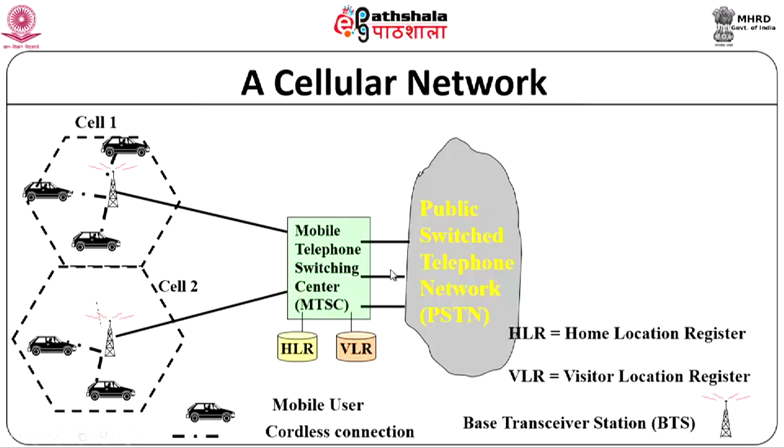There is some information that is maintained at these switching centers, called the HLR and VLR. HLR stands for home location register. VLR stands for visitor location register. The home location register keeps track of the different details about the subscribers who are subscribed to this particular MTSC. VLR keeps track of those users who are visiting this particular location. Remember that the cellular network supports mobility, and people can move from one area to another, and also from the control of one MTSC to another MTSC. When users move from one MTSC to another, the details of those who are visiting that area are kept in the visitor location register.